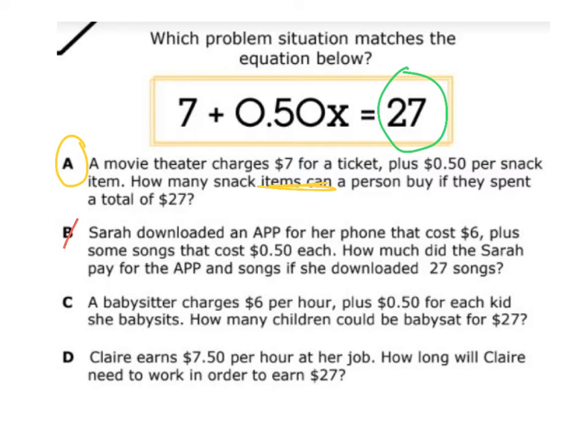So C, a babysitter charges $6 per hour. All right, I'm going to stop right there. Again, 6, and the coefficient, or what we're multiplying by, is supposed to be 50 cents. So we know right away, we're not multiplying by 6, we're multiplying by 50 cents. Last one, Claire earns $7.50 per hour at her job. How long will it take her to earn $27? All right, we're not multiplying by $7.50, so I know that cannot be the answer either. So use process of elimination, and luckily for us, the first answer choice A worked, so that was the correct answer.